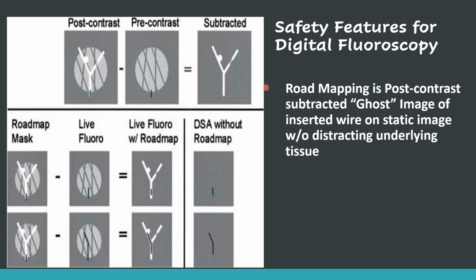Road mapping is post-contrast subtracted ghost images of inserted wire on static images without distracting underlying tissue. So again, that's just what I said earlier. This would be the distracting underlying tissues with all the other veins. This is the contrast, but instead of injecting contrast for like 20 minutes, we can inject it once for like 5 minutes, or just a couple minutes, and then overlap a ghost image so we can kind of trace to see where the needle should go, or the catheter should go into, or the stent.